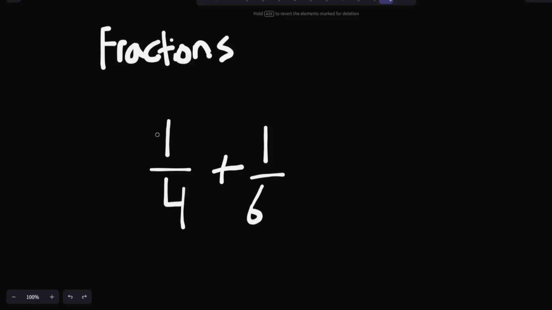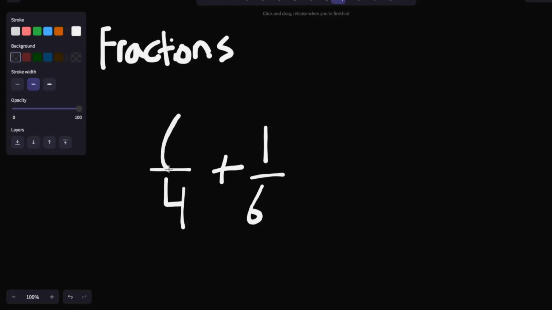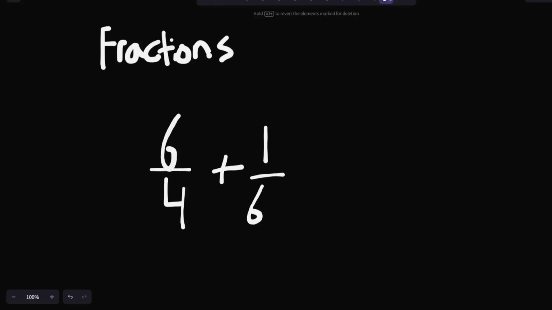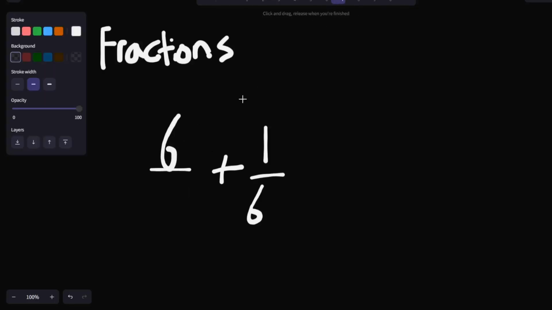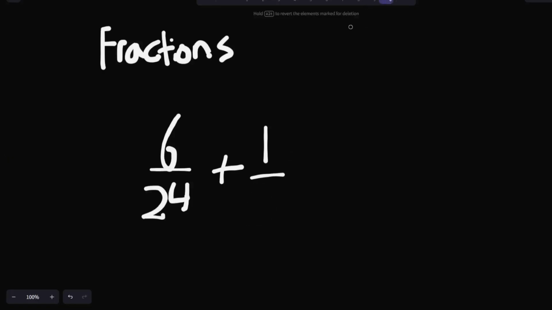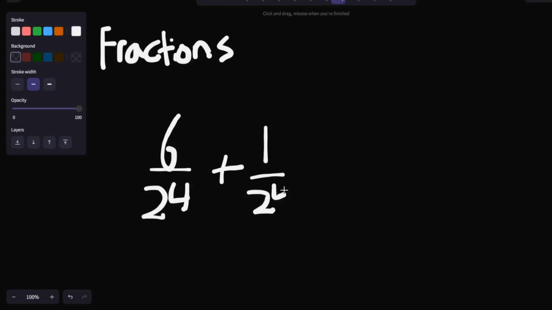So since you multiply 1/4 by 6, 1 times 6 becomes 6. And the bottom number is 6 times 4, which is 24. Now we do it for the other fraction, multiplying it by 4. So 6 times 4 is 24. And you have to multiply the top number as well. So 1 times 4 is also 4. So now this becomes our fraction, 6/24 plus 4/24.